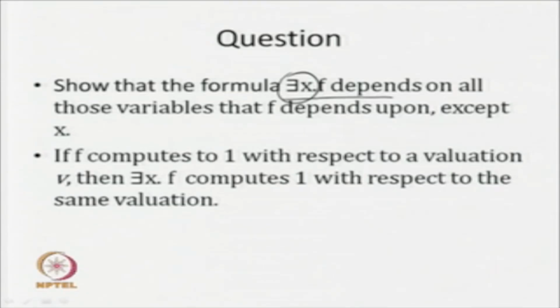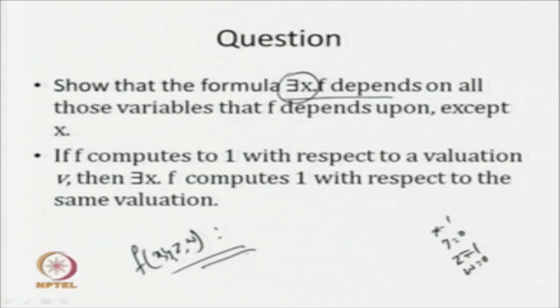The second one is saying that if f computes to 1 with respect to a valuation v. So, if f is a function of x, y, z, w, like that, I can have the evaluation of this function, say x equal to 1, y equal to 0, z equal to 1, and w equal to 0. So, with respect to this valuation, I am going to have some value of this function. If this valuation computes 1, then what it is saying is that there exists x f also computes 1 with respect to the same valuation. Now, what we have to show is that there exists x f will also compute 1 with respect to the same valuation. I think you might have got the feeling, yes, indeed it is going to compute 1.